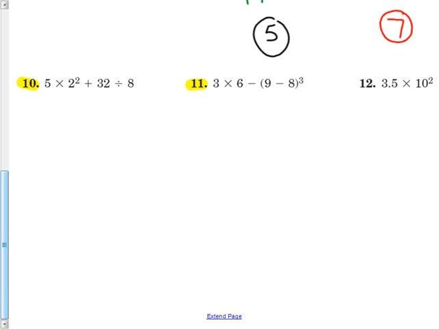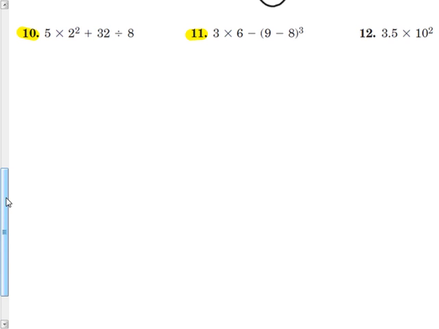All right, so let's go to problems 10 and 11, and let's put all of those steps together. First of all, I don't see any parentheses in problem 10, but I do see an exponent here. So I'm going to get rid of that exponent. I know that 2 to the power of 2 is 4. So what I like to do is just cross that out and replace it. 2 to the power of 2 is 4.